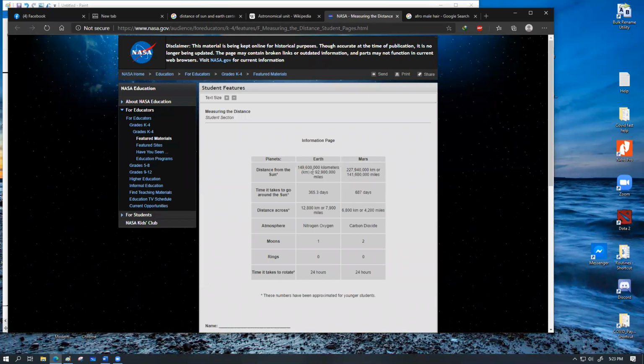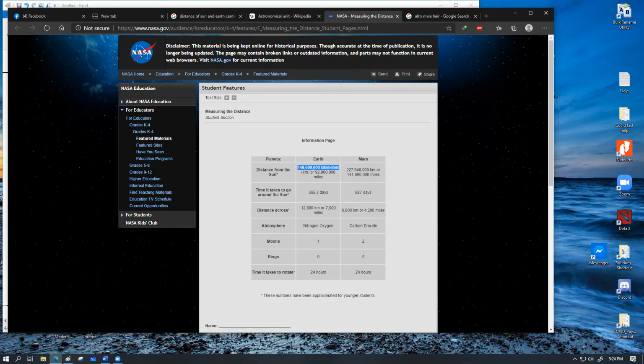So yes, the distance from the sun to the Earth is 149,600,000 kilometers. This is the amount of distance from the Earth to the sun, or from the sun to the Earth. So this many kilometers, right? So if I want to convert this into meters, I'll have 3 more zeros.